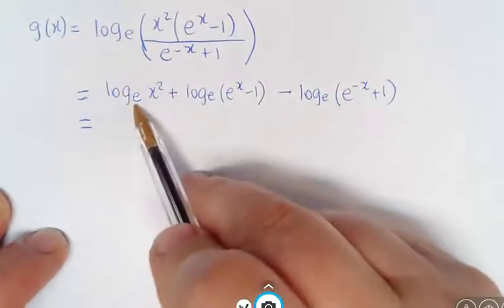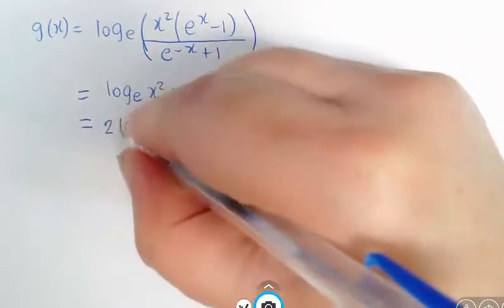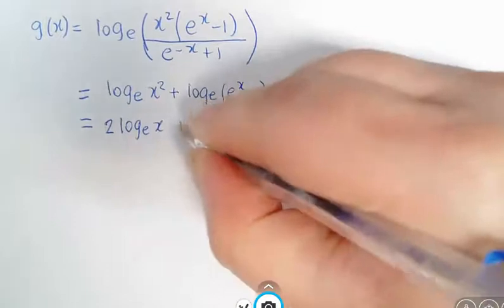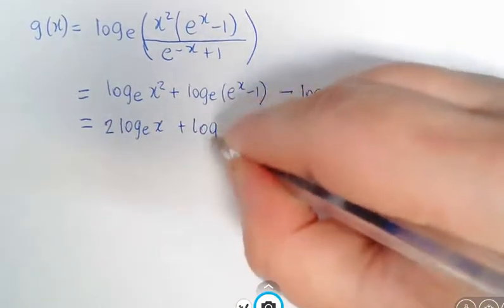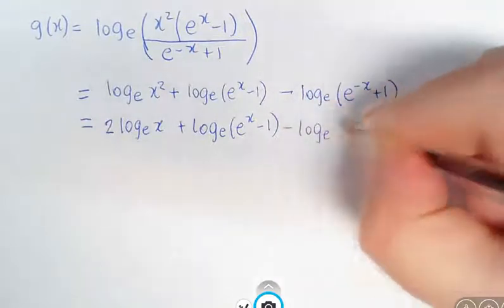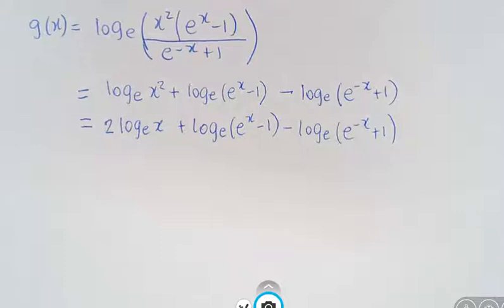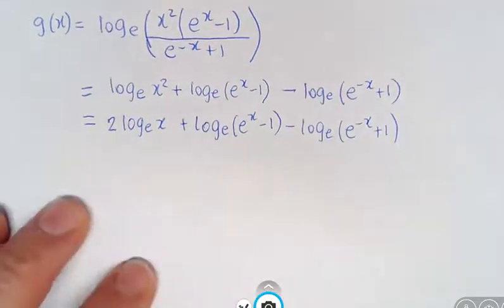So we've got log to the base e of x squared. This 2 can come to the front, so we've got 2 times log to the base e of x, plus we'll just keep these two the same, log to the base e of e to the power of x minus 1, minus log to the base e of e to the power of negative x plus 1. So now we need to differentiate each of these.